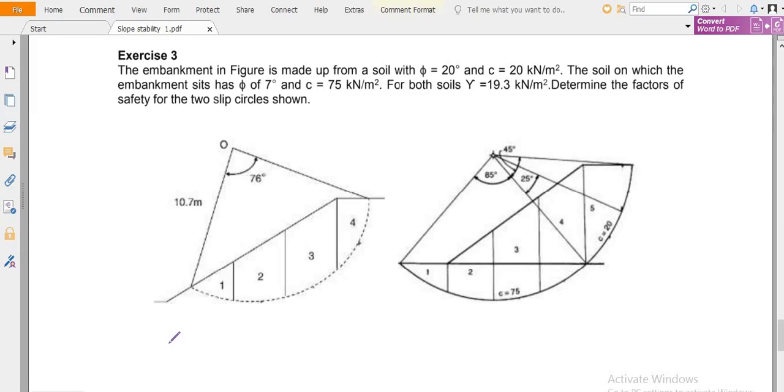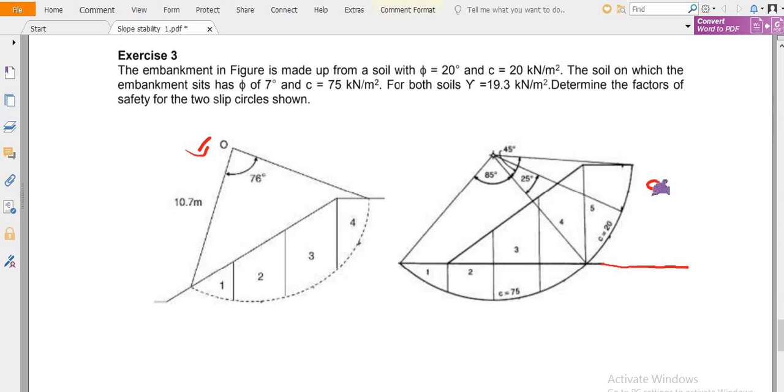So if we look into this second exercise, right here, this one I have already done. So this second slip circle, there are several things you need to look into before we start the calculation. One thing is we have two different soils here, because the embankment sits on a different soil. This embankment soil has different properties, and the bedding soil has different properties.